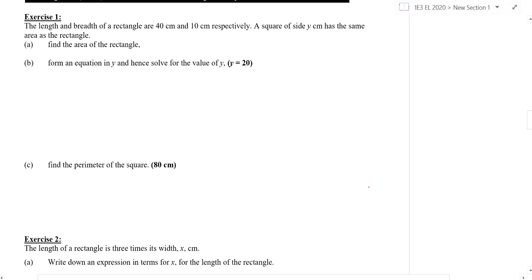Now we are ready to try some examples. The length and breadth of a rectangle are 40 centimeters and 10 centimeters respectively. It is always useful for us to do a quick sketch. 40 centimeters for the length and 10 centimeters for the breadth. Then we have a square. It has side y centimeters. So since it is a square, all sides have the same y centimeters. Now these two shapes, they have the same area.